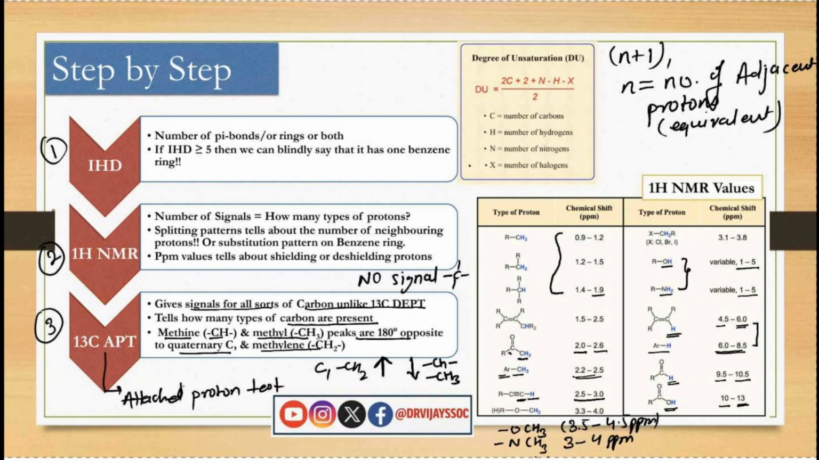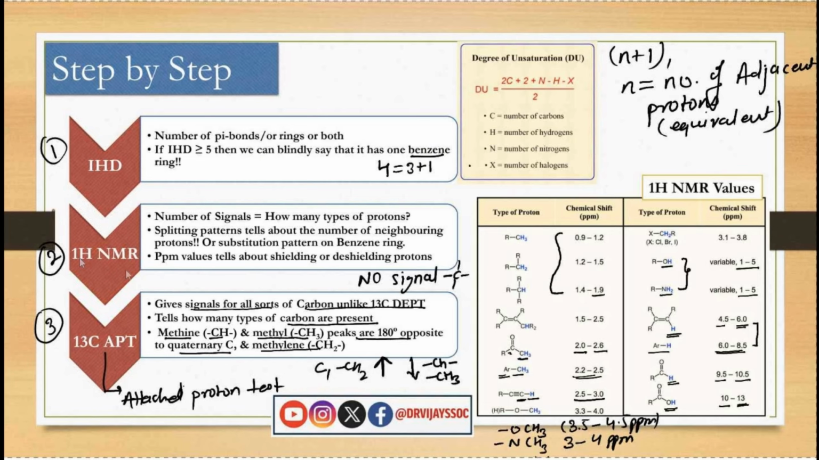So the first step is calculating the index of hydrogen deficiency, which is also known as degree of unsaturation, and this is the formula: 2 multiplied by number of carbon atoms plus 2 plus number of nitrogen atoms minus number of hydrogen atoms minus number of halogen atoms, divided by 2. The value gives the number of pi bonds or rings, or it could be both. If this value is equal to 5 or greater than 5, then we can blindly say that it has one benzene ring, and this benzene ring will correspond to the value 4 because it has 3 pi bonds plus 1 ring.